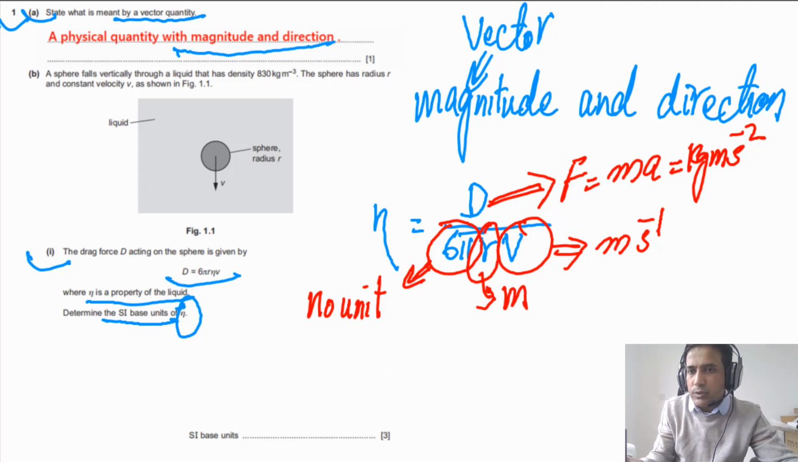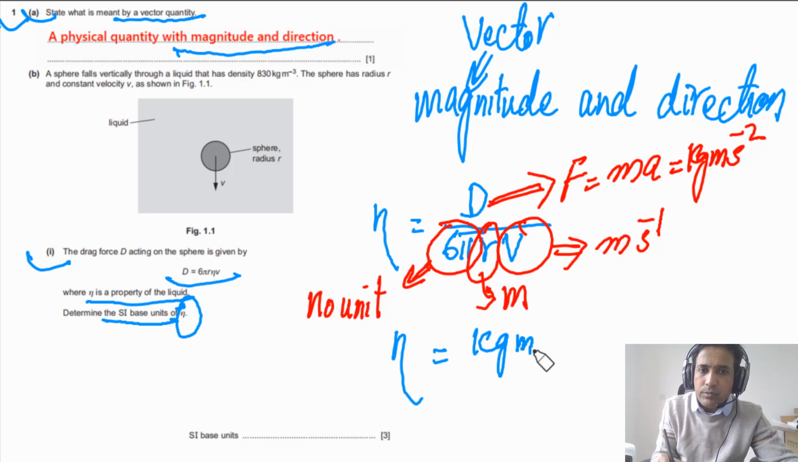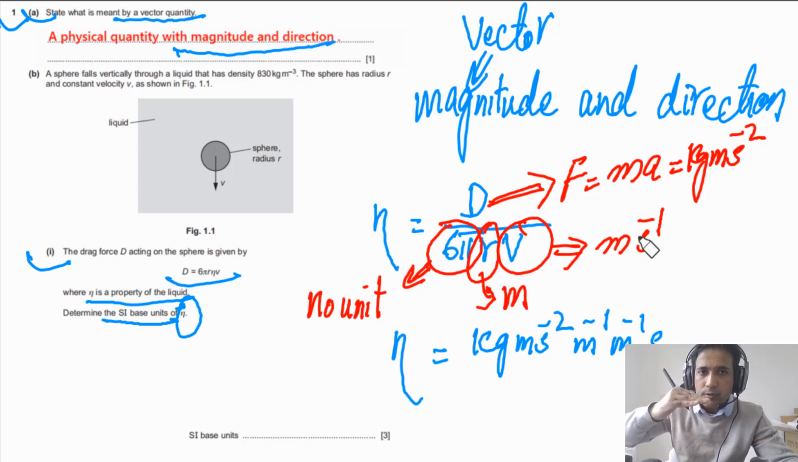Now we just need to simplify. So we have eta equal to kg meter per second squared, and this is in the denominator, so we write per meter. This is also in the denominator, so we write per meter per second. Because the power is minus in the denominator, when it goes to the numerator it will be positive.